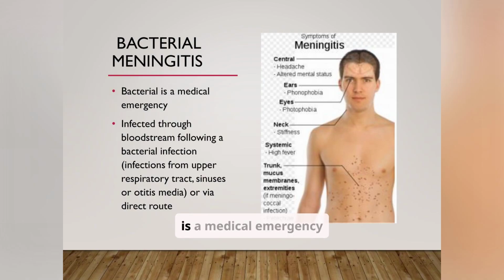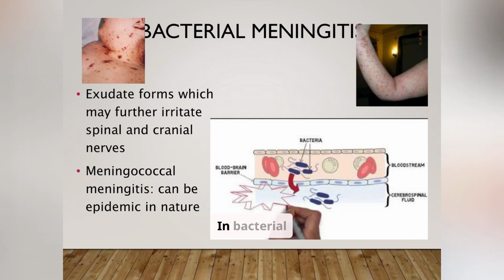Bacterial meningitis is a medical emergency caused by a bacterial infection transmitted through the bloodstream or via a direct route. Symptoms include headache, altered mental status, photophobia, neck stiffness, high fever, and petechiae. In bacterial meningitis, exudate forms, which can further irritate spinal and cranial nerves. Meningococcal meningitis can be epidemic in nature, highlighting the importance of prompt diagnosis and treatment to prevent widespread infection.